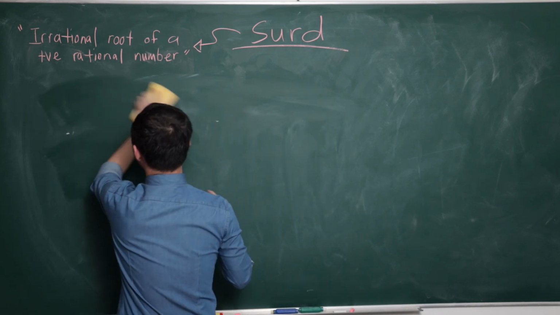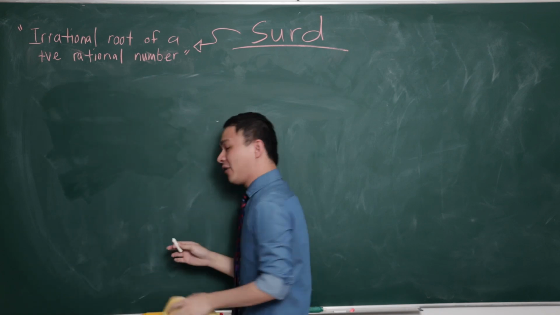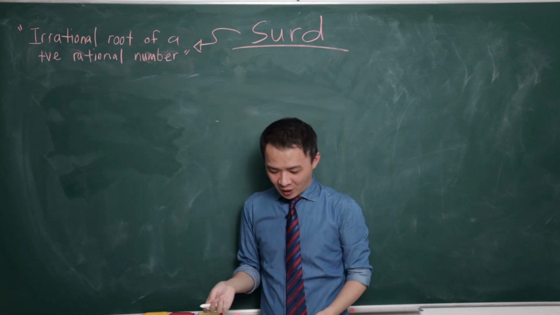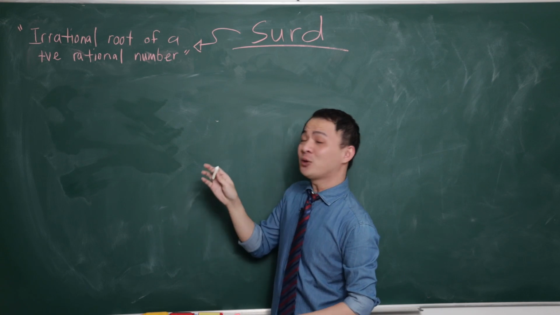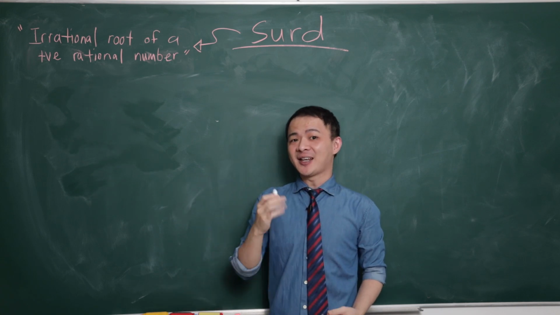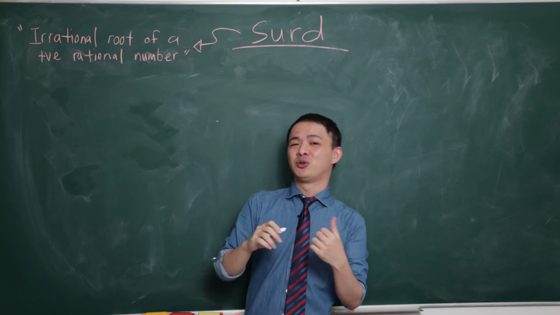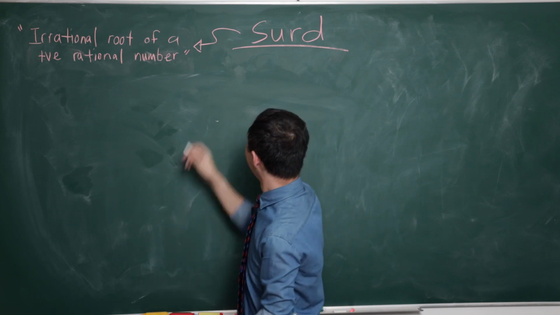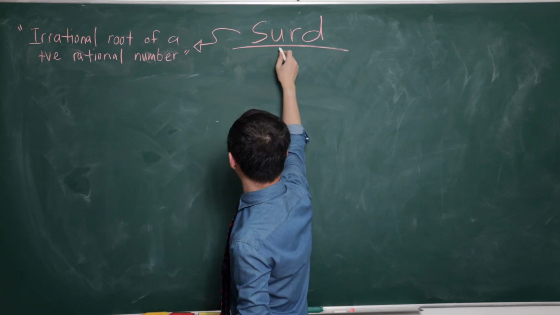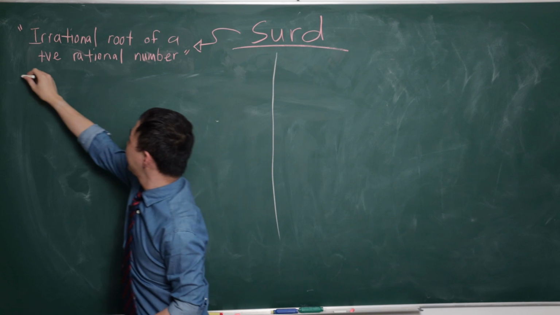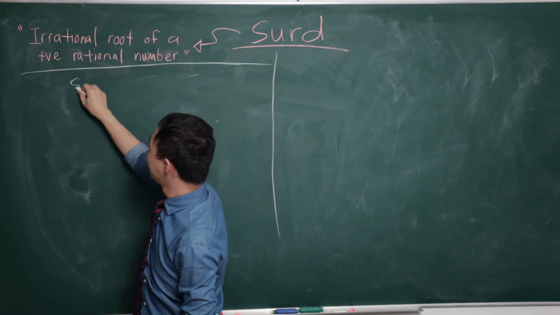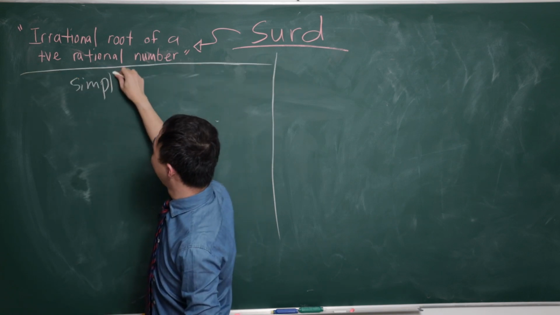Okay, so basically in this topic, you only focus on two things. One is how to simplify the surd. The second thing is how to do the rationalizing process. So I'm going to focus on these two things here. The first thing we need to learn is how to simplify.